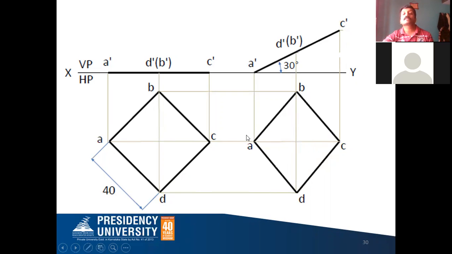Now you join all the 4 points. So you're going to get the apparent shape of your square. Almost it looks like a rhombus. So here also all the 4 sides are equal. Okay, so this completes your second position, front view and top view. Now coming to the third position.